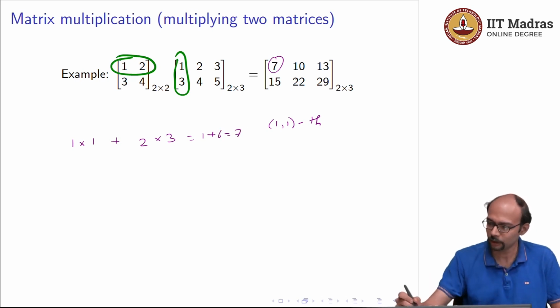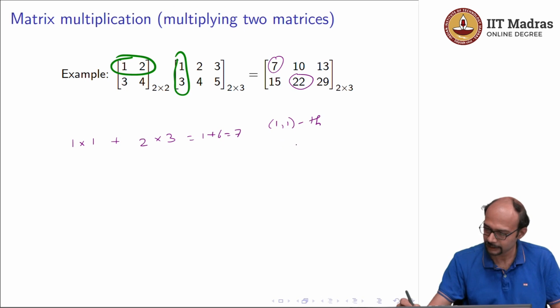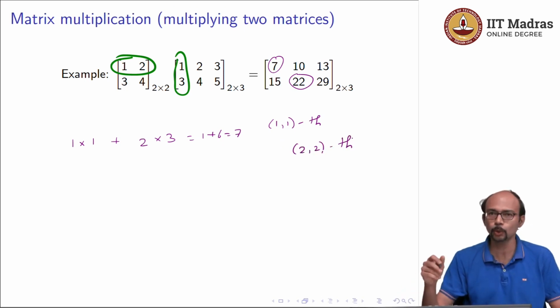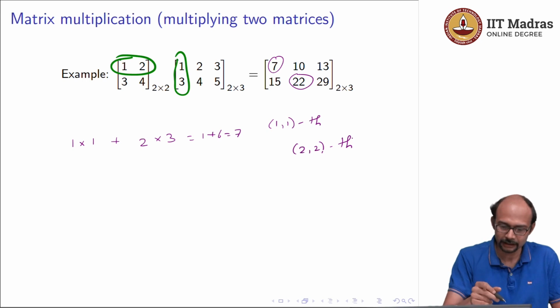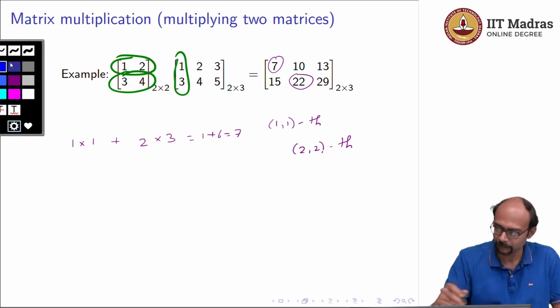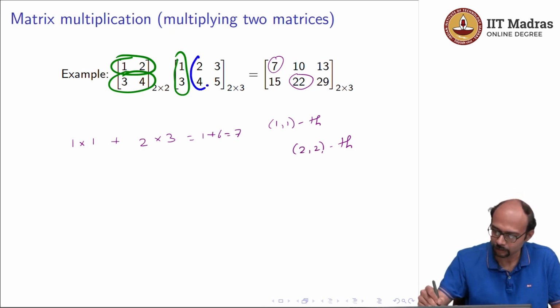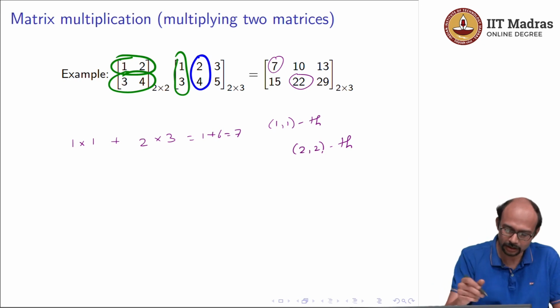Suppose I want to know how I got this 22. Let's ask for 22. First, which position is 22 in? 22 is in the 2/2th position. So in order to get the 2/2th position, I should look at the second row, and then I should look at the second column.